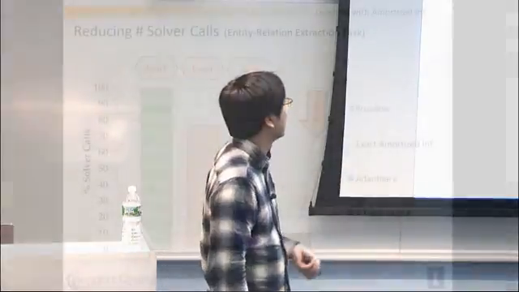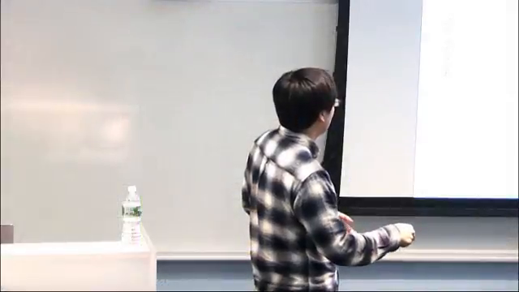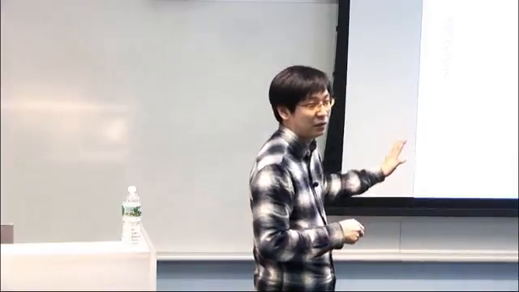Okay, so this is the end result we have. You can get the exact model using the adaptive epsilon, and it only requires around 25% of the inference calls. Yes? Sorry, is there a way you're evaluating the empirical risk so that you have some sense of how loosening that is affecting the accuracy of your data?